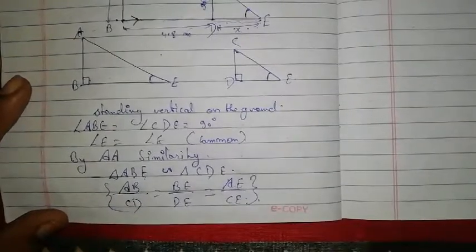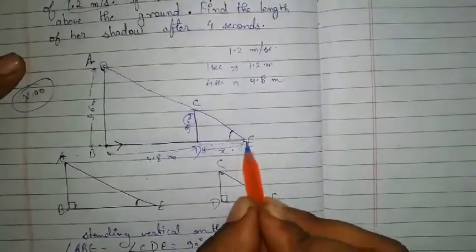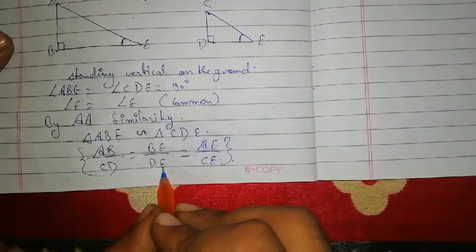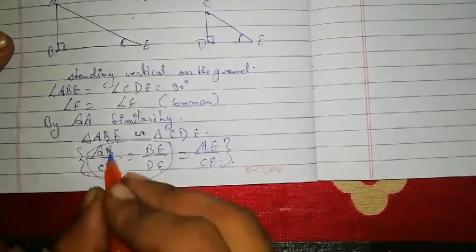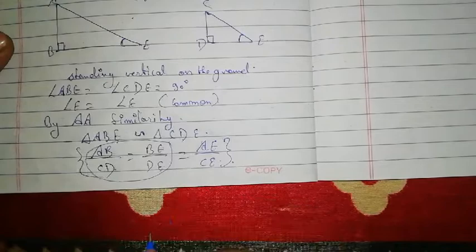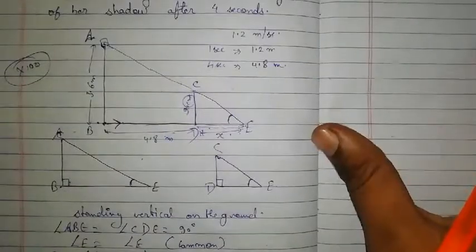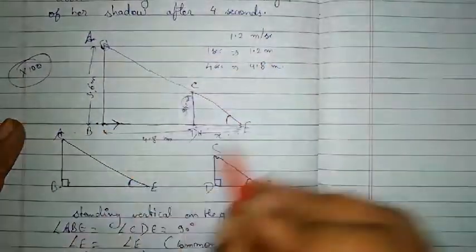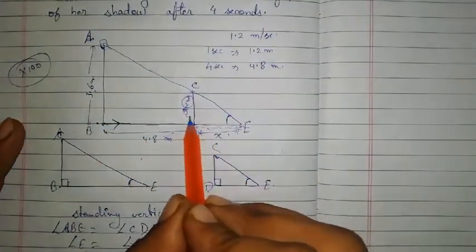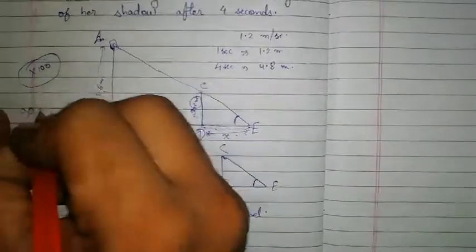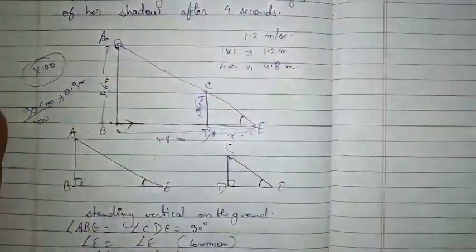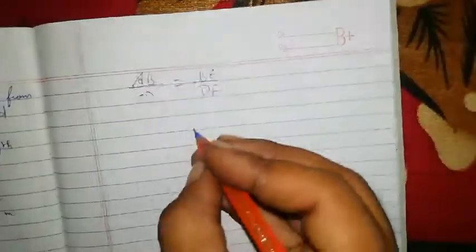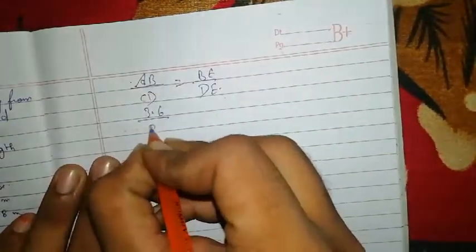Now look at the question. What do we have to find? We have to find the DE distance. So in this, where is D? DE is this part. AB and CD we have. So we will take only this much of ratio, that AB upon CD is equal to BE upon DE. So look at the figure. We have AB is equal to 3.6 meter. CD is what? This is CD. This is 90 centimeter, or we can convert 90 centimeter into meter by dividing by 100. We have 0.9 meter.